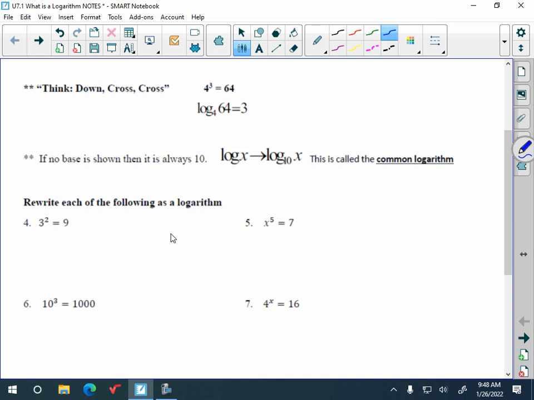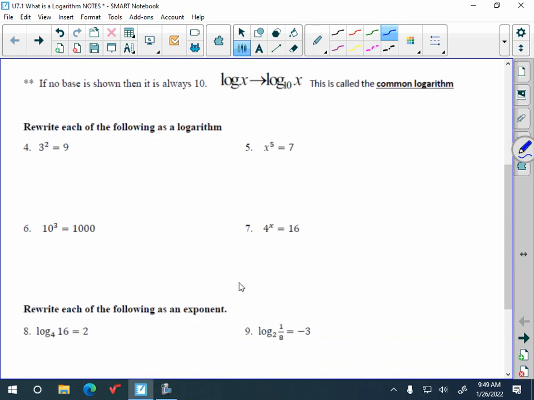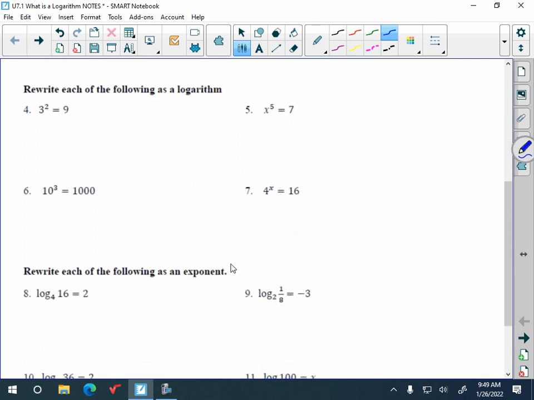All right, so let's go ahead and practice rewriting from one form to the other. So 4 through 7, they're all in exponential form, and we're going to convert them into log form. So rewrite it as a log. So the first thing we do is write the word log. Now we're going to bring down the base as a subscript, and then we're going to switch or cross the other two numbers across the equal sign. So the 9 goes over to the left side, equals the 2 goes over to the right side. All right, so log base 3 of 9 equals 2 is the way you can say it.